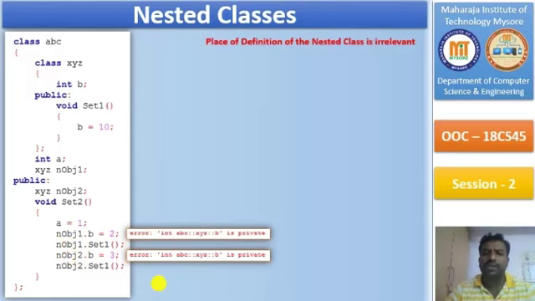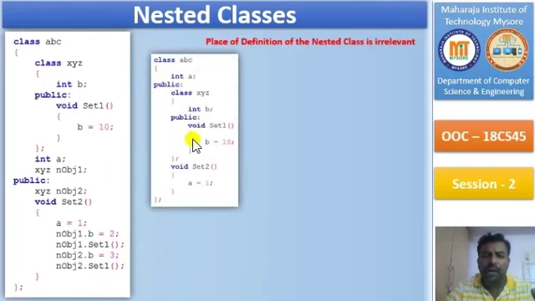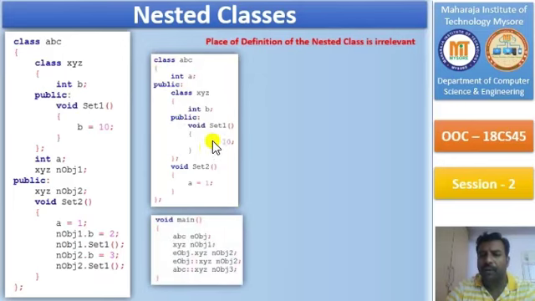Now just look at this. I just told you that the place of definition of nested class is irrelevant. Is it so? Now I'm going to show you. Sometimes it is going to be relevant. Just look at this program now. I'm going to have class ABC where I'm defining the class XYZ in the public section.